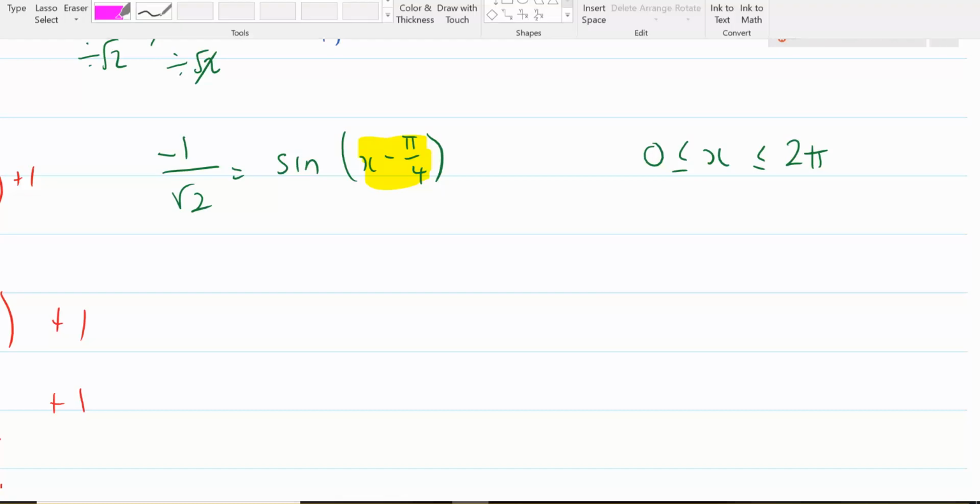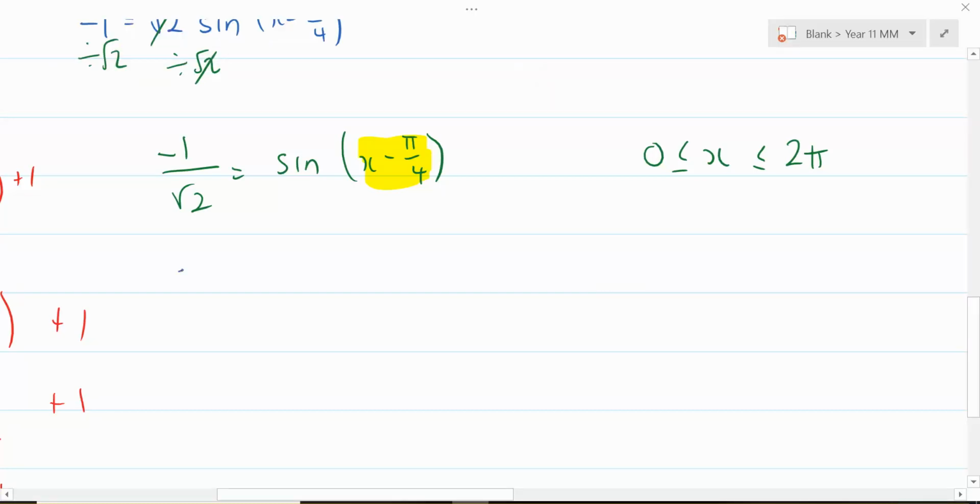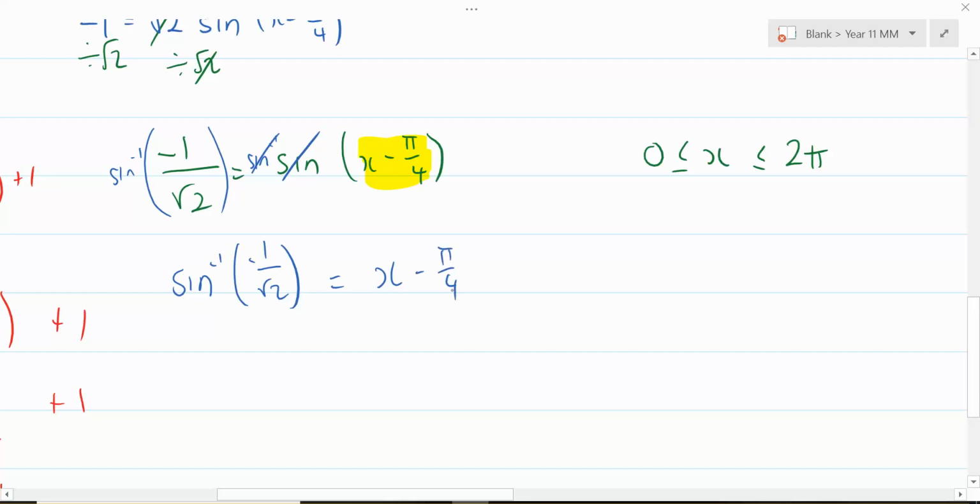What are we going to do from here? How do I solve? I have to do sine inverse on both sides. Got negative 1 on root 2 and the sine inverse on both sides, so these two cancel out. You got sine inverse on the left. And you now have x minus pi on 4. Your goal is not to do the x minus pi on 4. Your goal is to solve that part. And that's what I was trying to do for 14H. Trying to teach you how to solve sine of what will give you negative 1 on root 2.